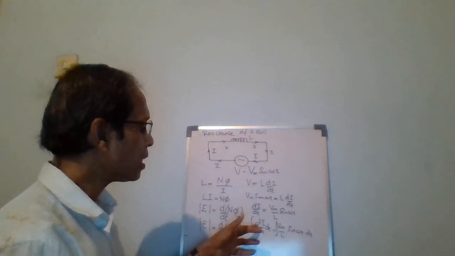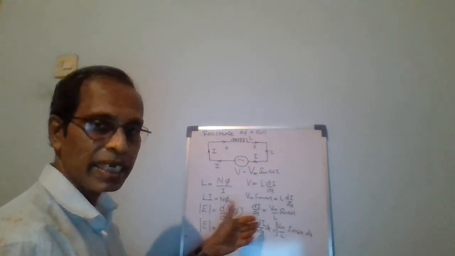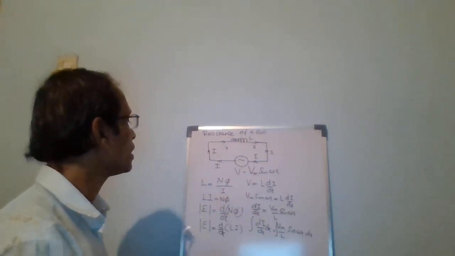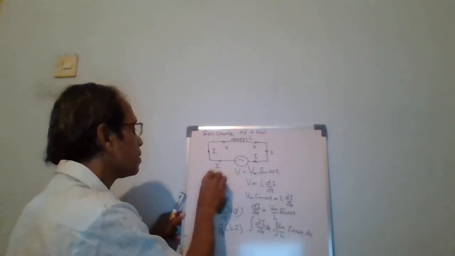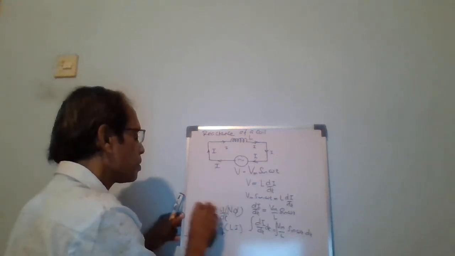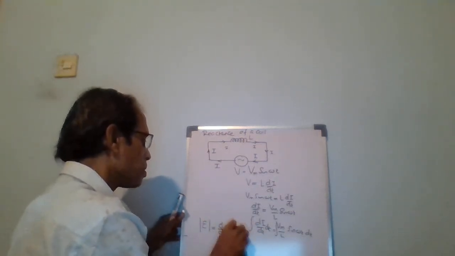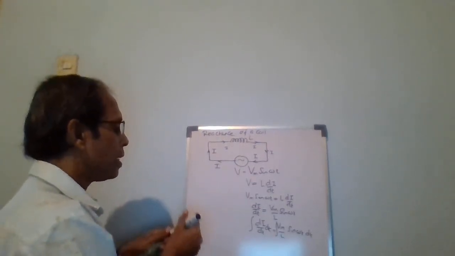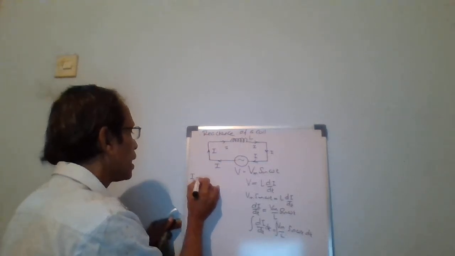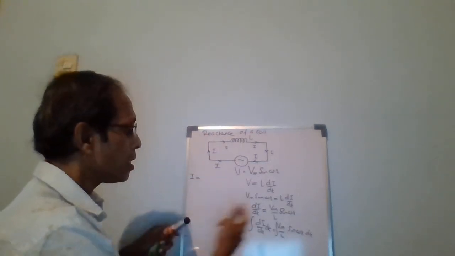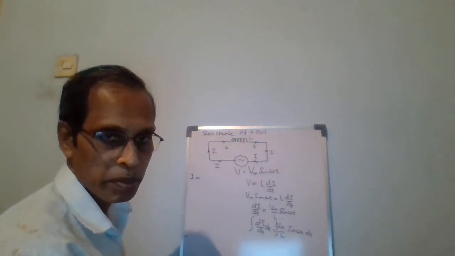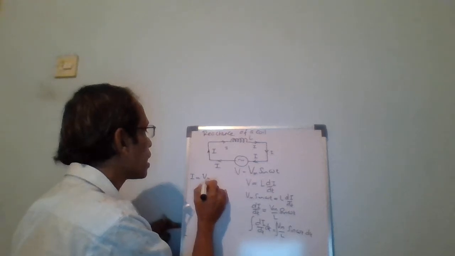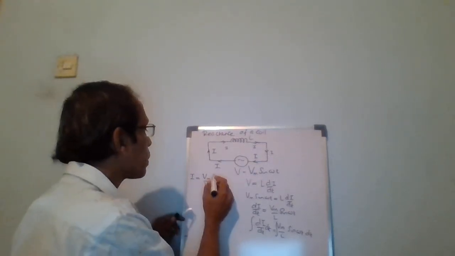What is the meaning of this one? Differentiate and integrate means no change happened here, therefore I. Here we have I, this side we have I. Vm divided by L is constant. Vm is constant, L is constant, therefore Vm divided by L is constant, we can take it out. Then sin omega t.